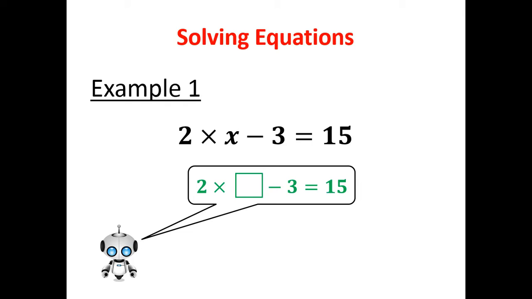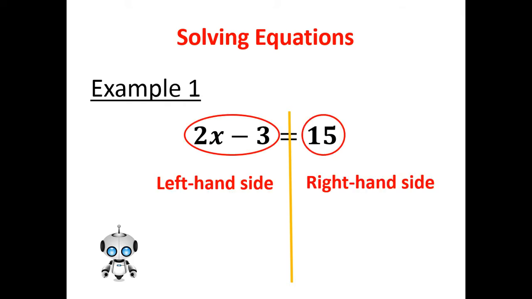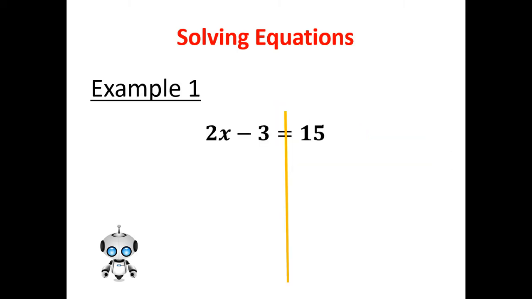and much harder ones. So we put a line down the equal sign, creating a left hand side and a right hand side, and the key rule you have learnt so far: whatever you do to one side of the equation you must do to the other side. So on the left hand side we see a subtract 3. To get rid of a subtract 3 we add 3, but if we add 3 on the left we add 3 on the right. On the right 15 plus 3 makes 18.